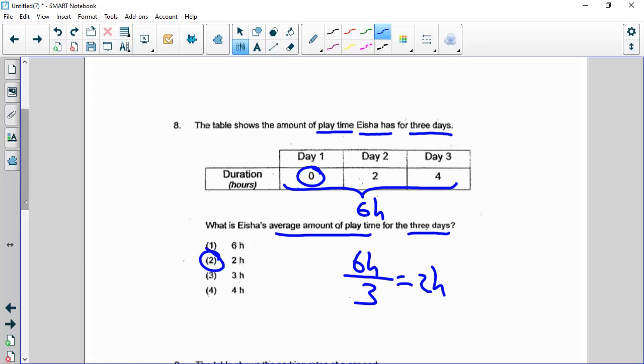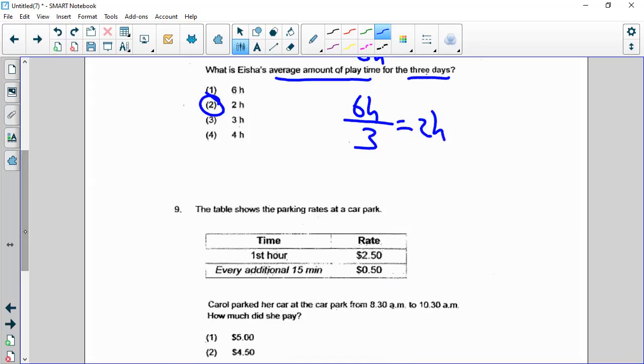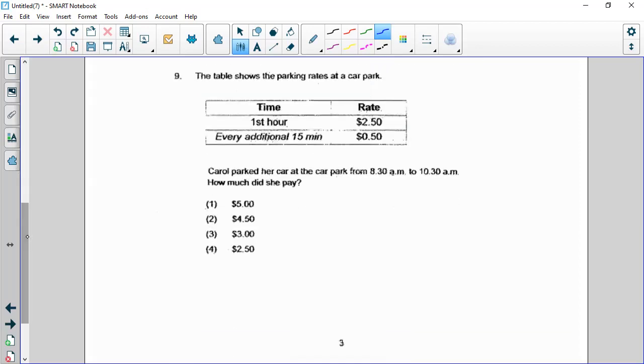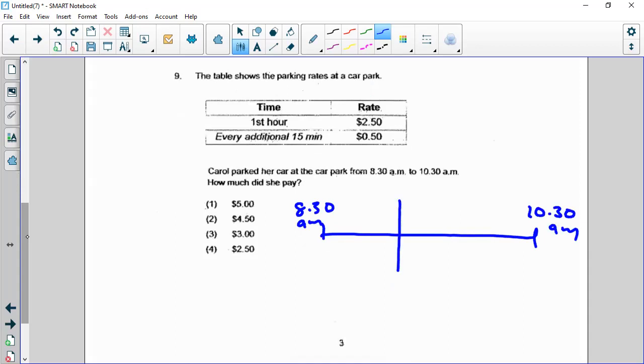Okay, question number 9. Carol parked her car at the car park from 8:30 a.m. to 10:30 a.m. There's a method here, the line method. I will put the time onto the line, 8:30 until 10:30 in the morning. Cut the first hour, which is until 9:30 a.m. And how much is that? $2.50. Then you must break up the rest of the line into 15 minutes.